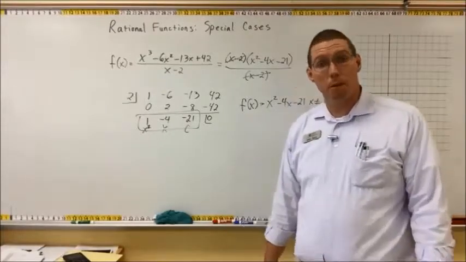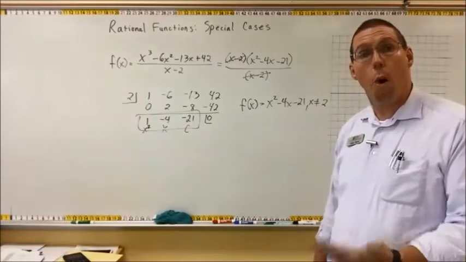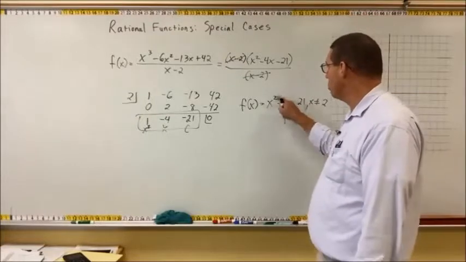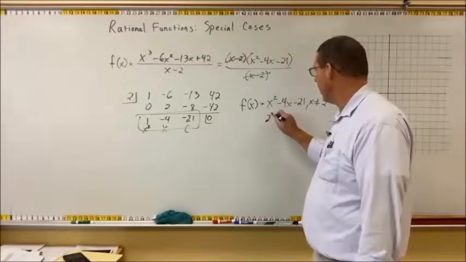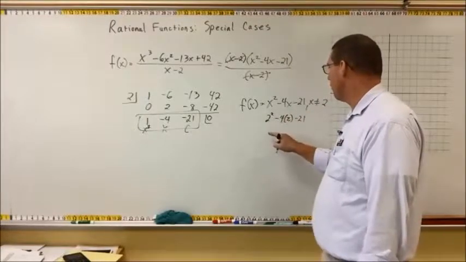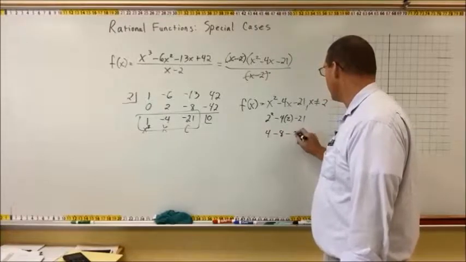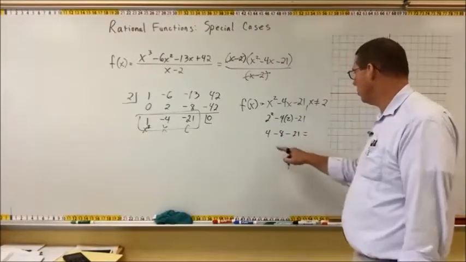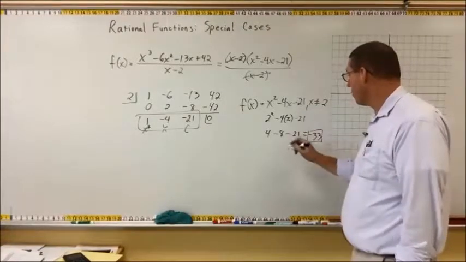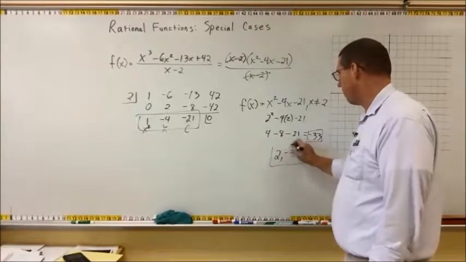Now, if we did plug 2 into it, that would tell us the y value of the hole, right? So we're going to go ahead and plug 2 in. 2 squared minus 4 times 2 minus 21. 2 squared is 4 minus 8, so 4 minus 8 minus 21 is equal to, let's see, negative 33. So there's a hole at 2 and negative 33. All right?